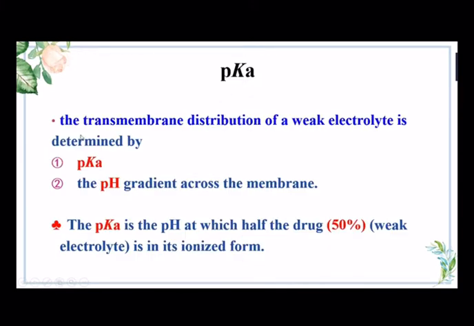pKa. The transmembrane distribution of weak electrolytes is determined by pKa and the pH gradient across the membranes. pKa is the pH at which half of the drug, or 50% of the drug, is in its ionized form.